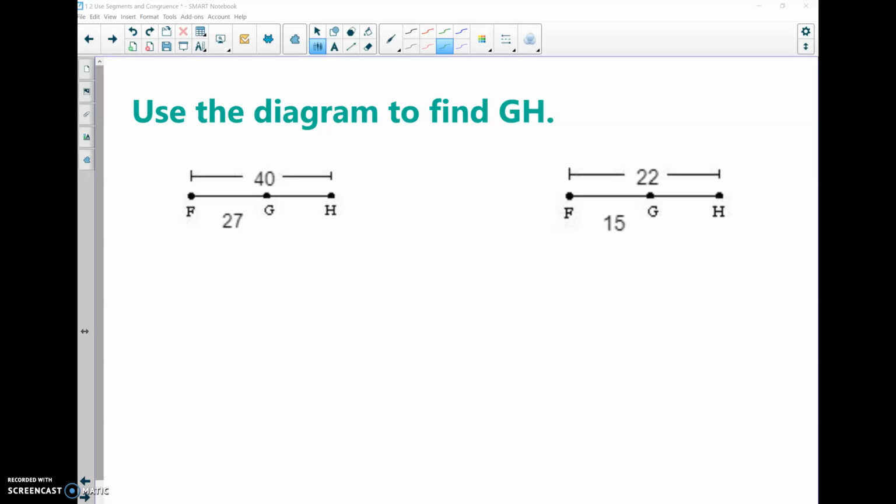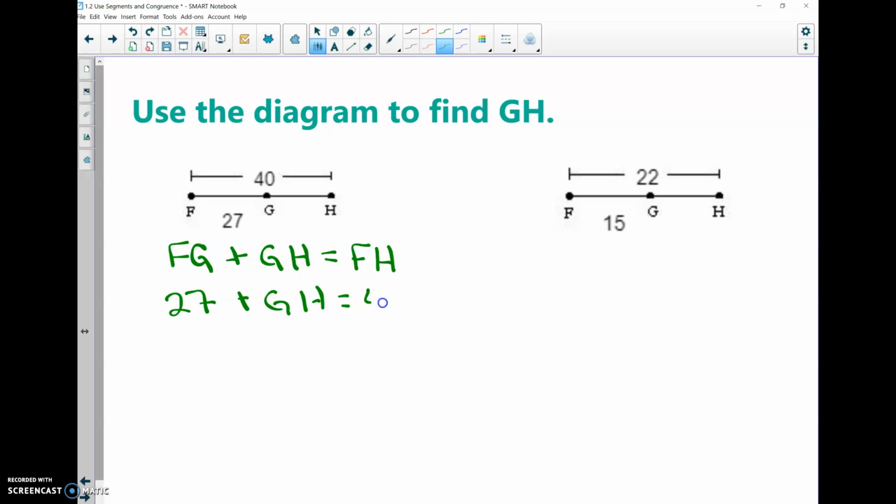We are going to use what we know about the segment addition postulate, meaning if a point is between two other points, then the sum of each individual segment equals the entire thing. And we're going to use that to help us find the length of GH. So the first one, by the postulate, it would say FG plus GH equals FH, the entire thing. We know, given here, FG is 27. We're looking for GH, and FH is 40.